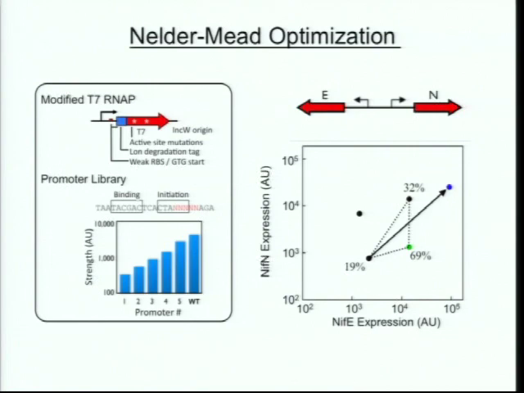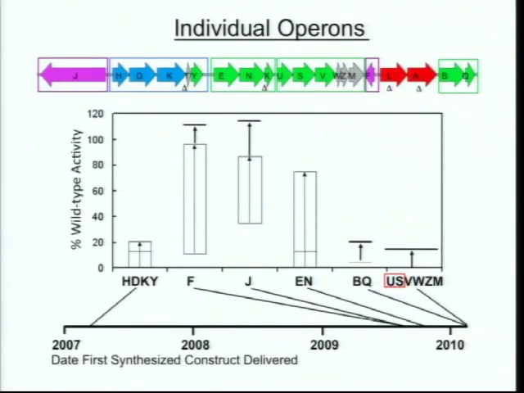And so that's the basic idea of how this works, where it takes the data that you have, and then it tells you what the next step ought to be to get the maximum amount of information for getting to an optimum. So with this and with other tools that we had been developing at the time, we burned through the remainder of the pathway relatively quickly. So HDKY is currently at about 20%.